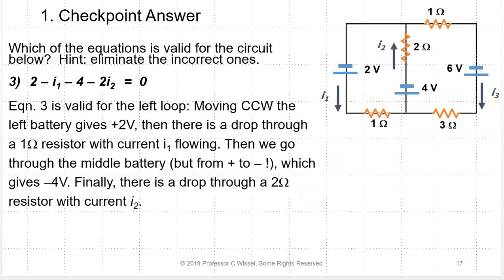If I move counterclockwise through the left battery, I end up with positive 2 volts. Then there's a drop through the 1 ohm resistor with the current I1 flowing. Then we go through the middle battery here, the 4 volt battery, but we're going toward the negative terminal, so it's minus 4. And then finally there's a drop through the 2 ohm resistor with I2.